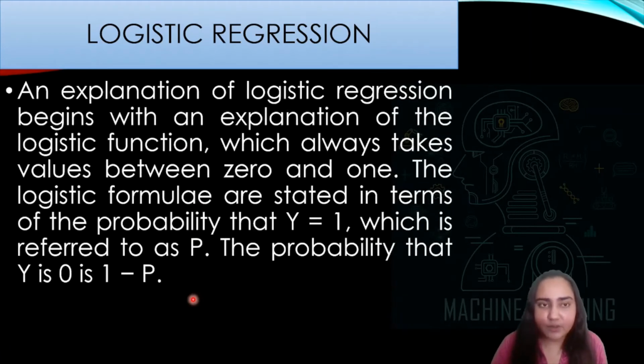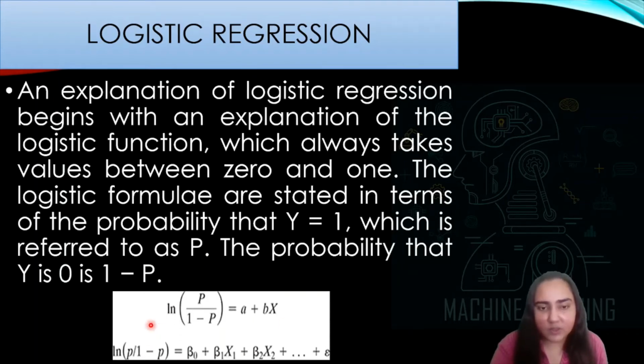An explanation of logistic regression begins with an explanation of the logistic function, which always takes values between 0 and 1. So there's a function involved here, which is the logistic formula, stated in terms of the probability that y is equal to 1. It is referred to as p, and the probability that y is equal to 0 is referred to as 1 minus p. So this is what the function looks like. You take the natural log of p upon 1 minus p. p means y is 1, 1 minus p is the probability that y is 0. And this is equivalent to the equation of linear regression, which is a plus bx.